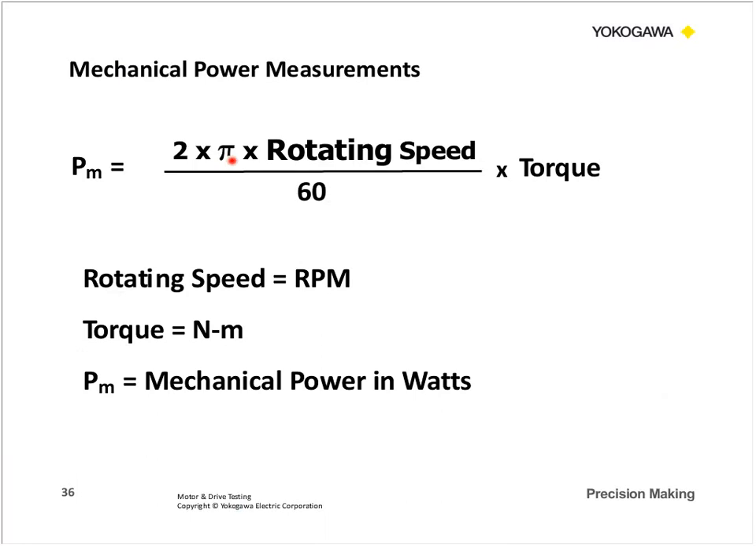We got a tachometer and a torque meter on it. So 2 times pi times the rotating speed in RPM times the torque. So your torque meter's got to be in the units of newton meter. We divide by 60. Okay. And then this will give us the mechanical power in watts.